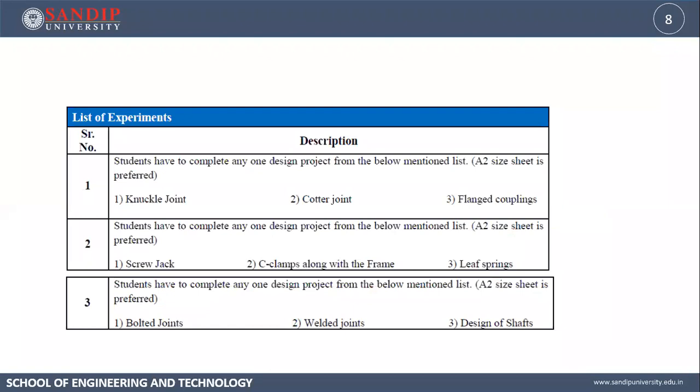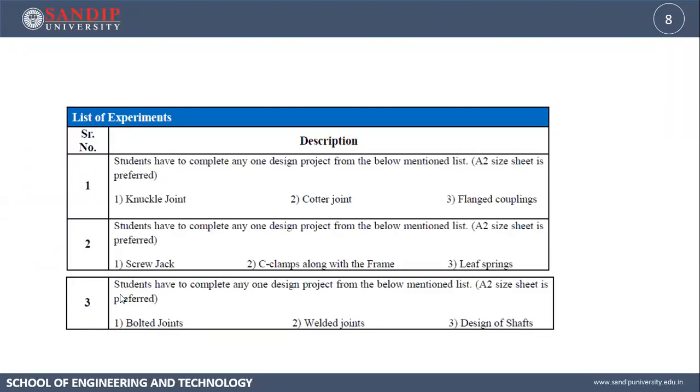Then along with theory of 100 marks, you are having practical, which will have the weightage of 50 marks in the end semester examination. So what actually you are going to do in the practicals? Students have to complete 3 sheets. First one will consist of simple elements like knuckle joint, cotter joint, or flange coupling. And second sheet will be any one component, maybe screw jack, C clamps, or leaf springs.